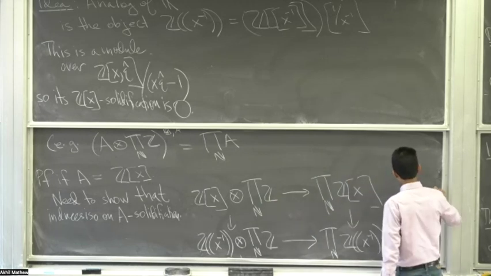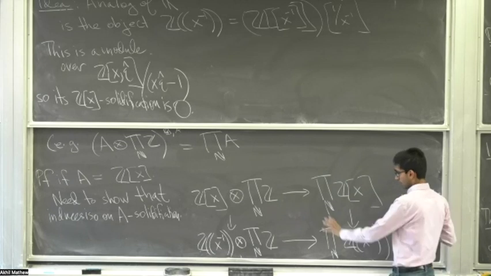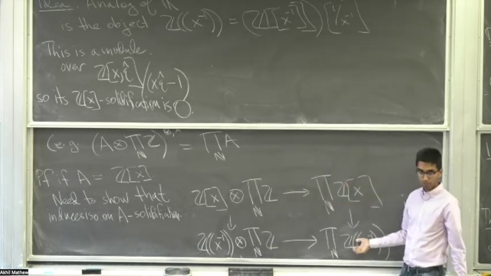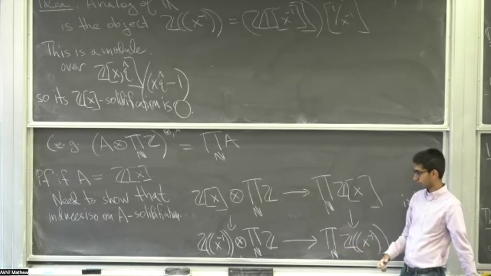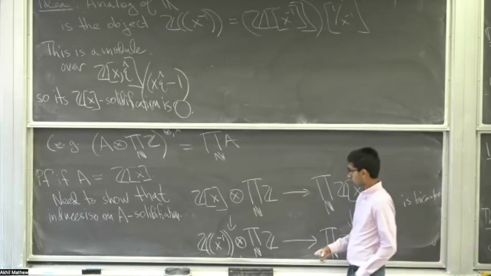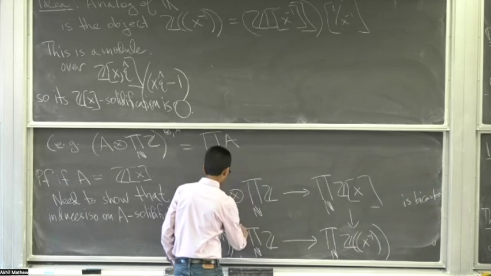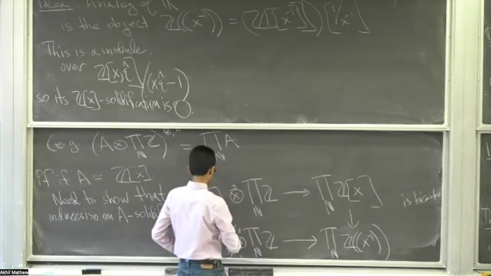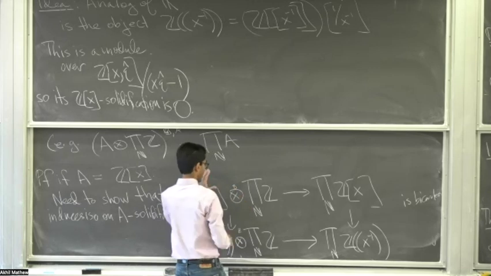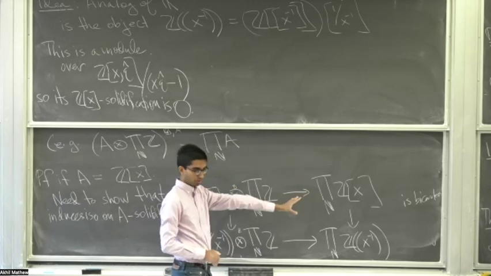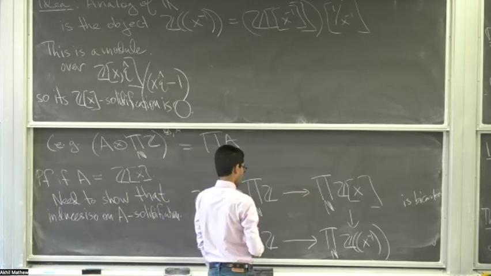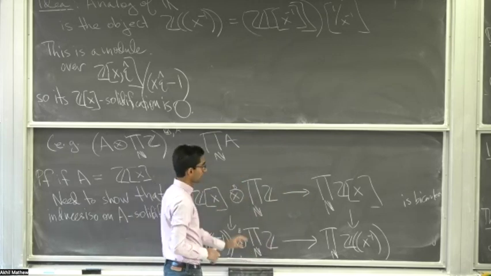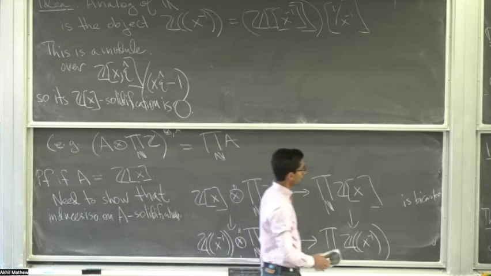If this is bicartesian, then we're done, because the difference between these two is something that's going to vanish upon Z brackets X solidification. So why is it bicartesian? By the way, all the products are going to be in solid abelian groups. I'm going to do everything in solid abelian groups. So let's see that the square is bicartesian.